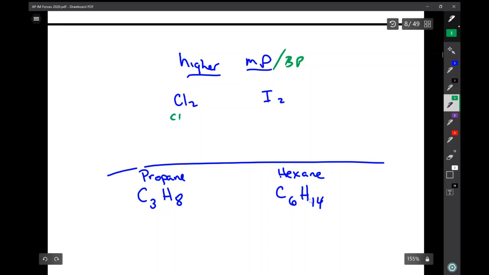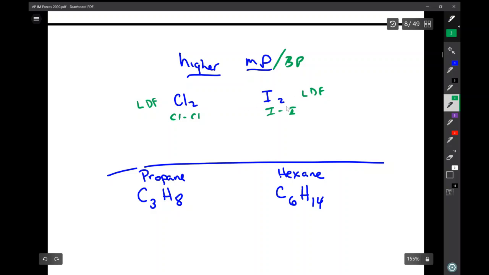All right, chlorine. If you look at chlorine, LDF. Iodine, also LDF. So which one has a higher melting point, higher boiling point? I'll think of it this way too: which one would be a solid at room temperature? You know, chlorine at room temperature is a gas. That should be pretty common knowledge. Iodine, at room temperature, is actually a solid. It's a really deep purple colored solid crystal. It looks really cool. So obviously the melting point and boiling point of iodine will be higher.